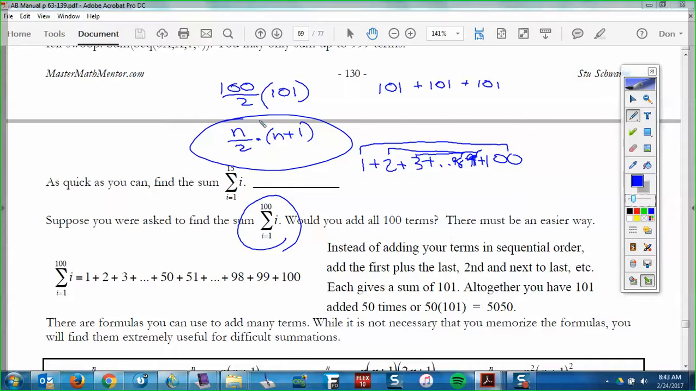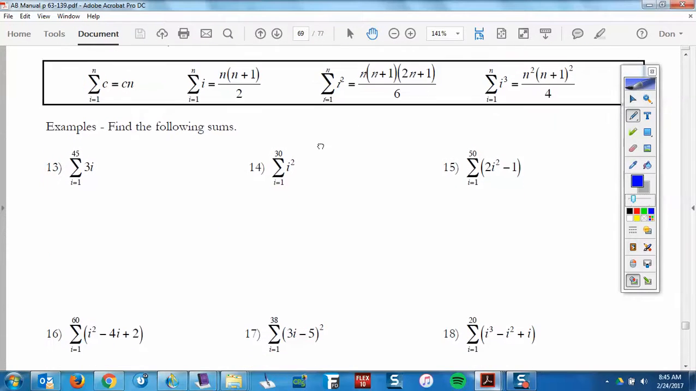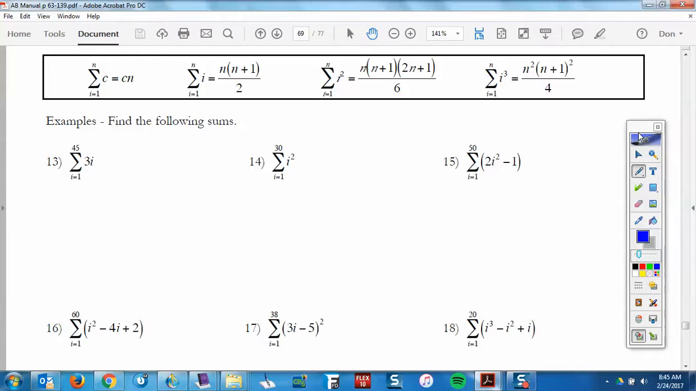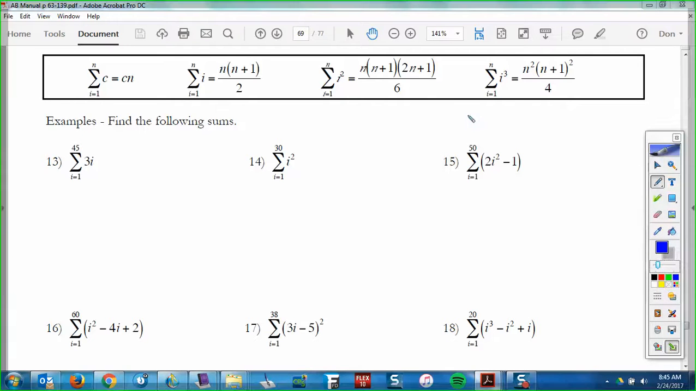So if you wanted to add up the first 200 or the first 300 or whatever, if you wanted to do the first 300 numbers, 1 to 300, you could do 300 over 2 times 301, and you'd have your answer, right? So we've got a few formulas like that, and here they are right here. So you can copy these down. These will be given to you on our next quiz. We're going to call these our summation formulas.